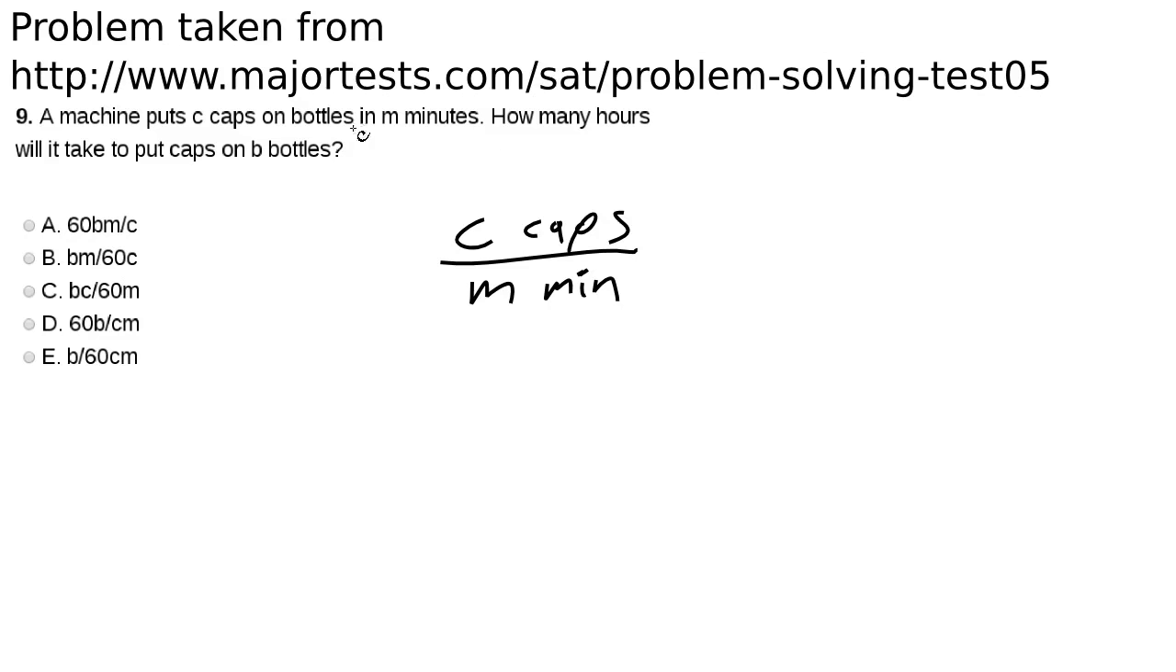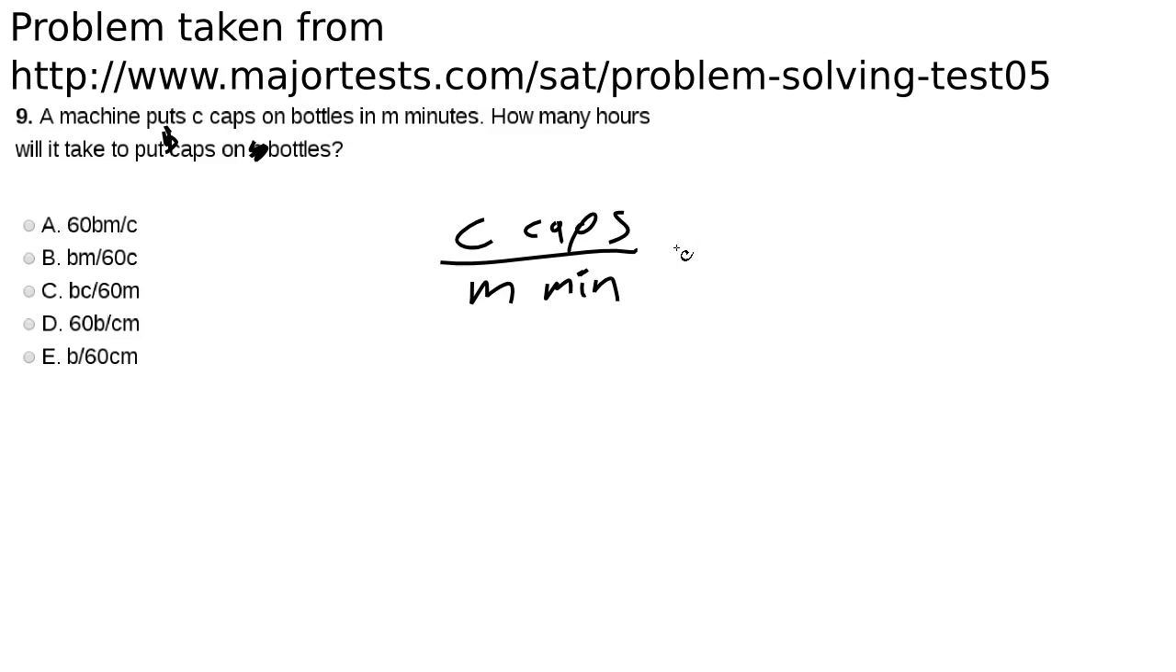Well, I'm assuming we're doing one cap per bottle, right? I mean, C caps, and we know how many caps go on bottles, but I think that if they'd said put B caps on bottles, that might have been more in line with the way that the question was phrased. But yeah, I think we can have good confidence that there's one cap per bottle.